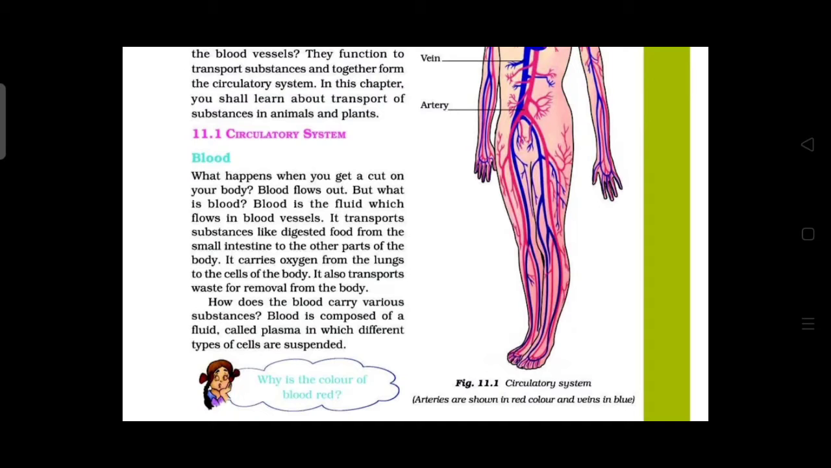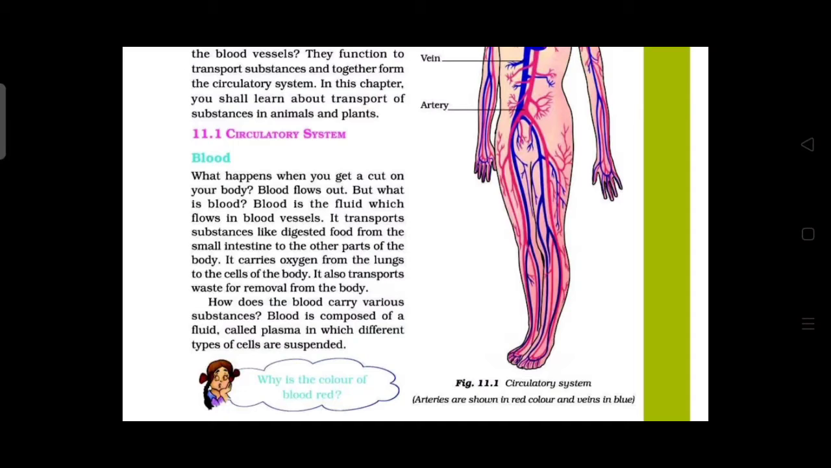Imagine what happens when you get a cut on your body. Blood flows out, right? Blood is a fluid-like structure which flows in blood vessels. It transports substances like digested food from the small intestine to all other parts of the body.